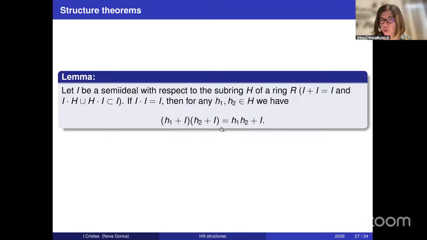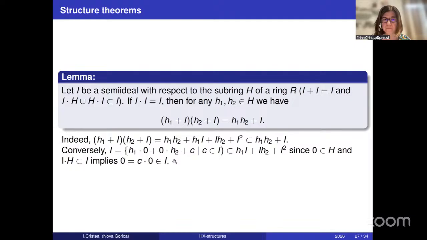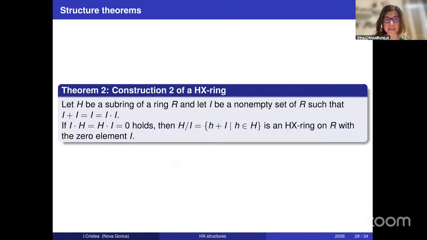So practically, in order to define these HX rings, we need the equality to be satisfied. And the question was for which kind of subsets I this identity was satisfied. And one of them is to consider it as a semi-ideal with respect to the subring H. Here I showed how the property is satisfied.